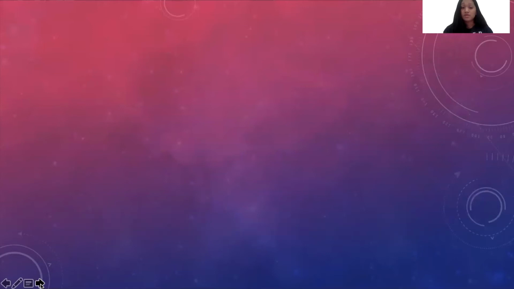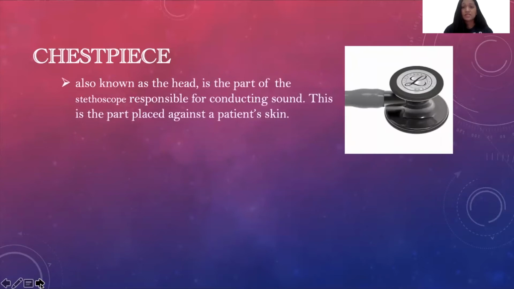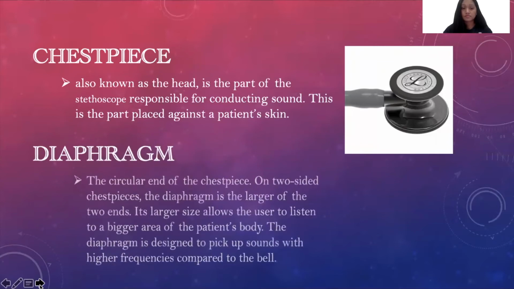For the anatomy, we have the chest piece, which is also known as the head. It is the part of the stethoscope responsible for conducting sound. This is the part placed against a patient's skin. Next is the diaphragm.